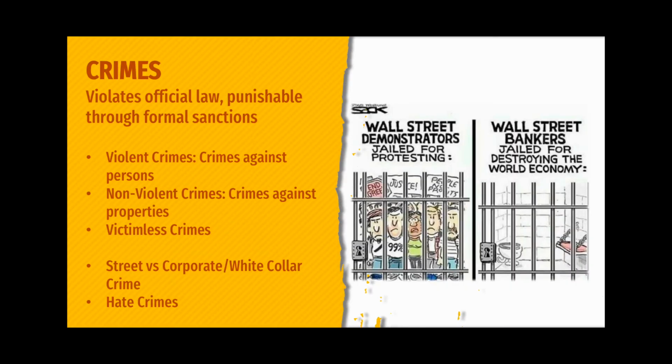Now let's go to crimes. All crimes are deviants, but not all deviants are crimes. So again, picking your nose in public, farting in an elevator, these are deviant behaviors, but they're not crimes. What differentiates crime from normal deviance is that crime is basically a violation of a codified law and is punishable through formal sanctions.